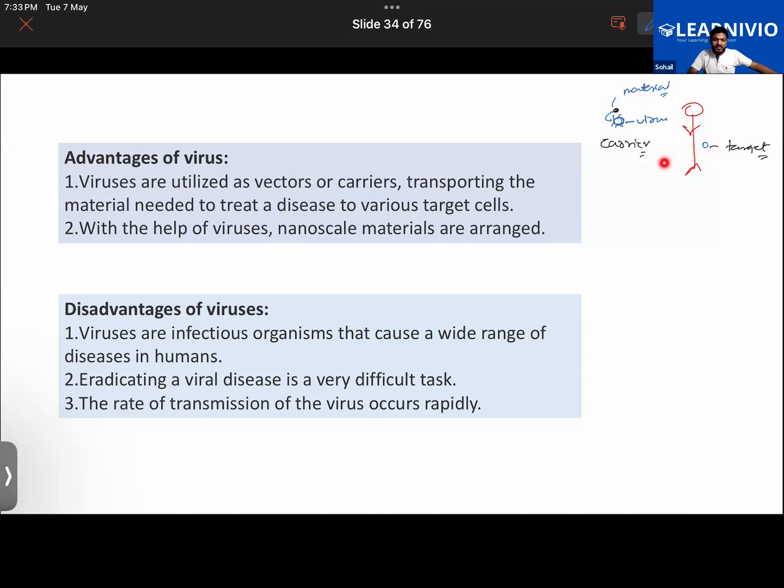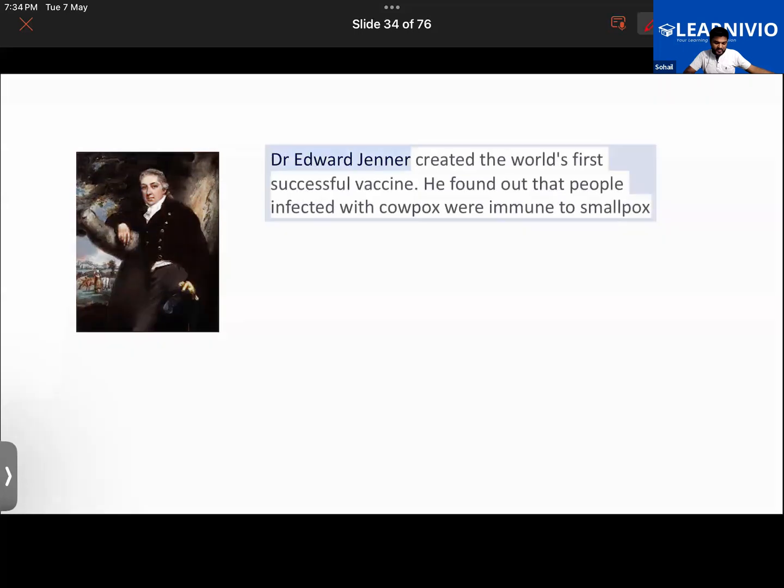Then, with the help of viruses, nanoscale materials are arranged. I will explain this one in the next class. With some animation, you would be able to understand it in a better manner. Then talking about the disadvantages, it is known to cause different types of diseases. We haven't studied the diseases caused by virus yet. Next class, we'll be studying the disadvantages. We would understand a wide variety of diseases that are caused by the viruses. Hope that is clear. If you guys have any questions, please let me know.